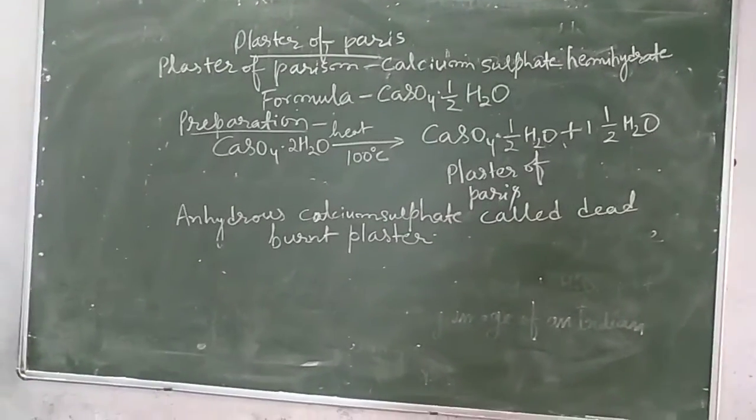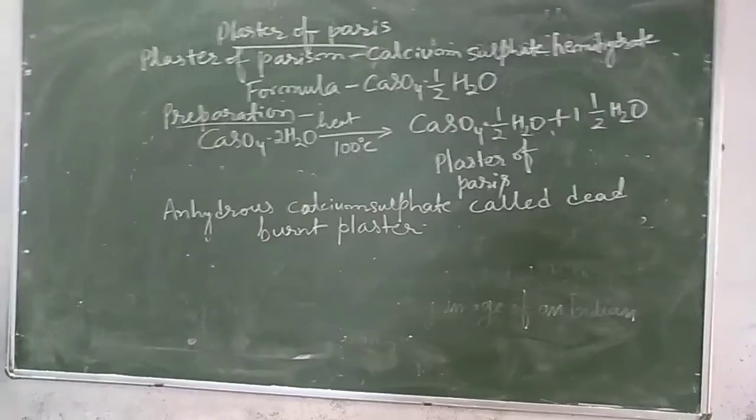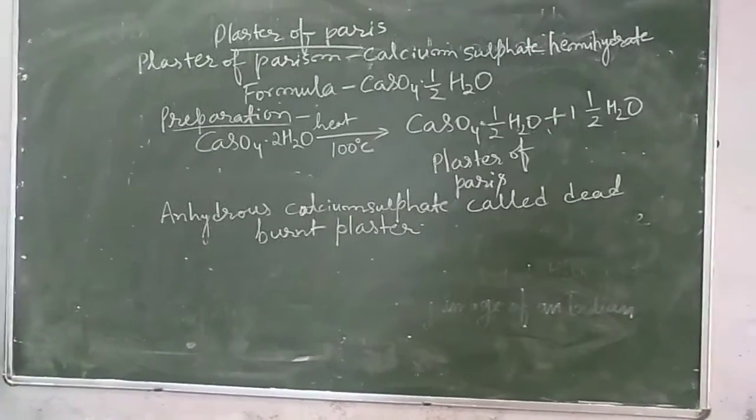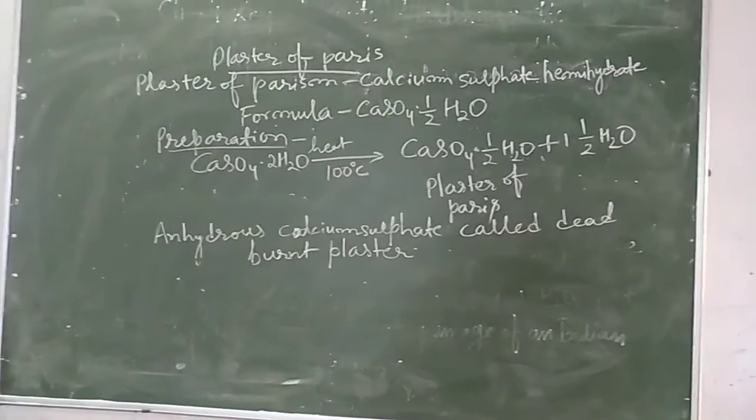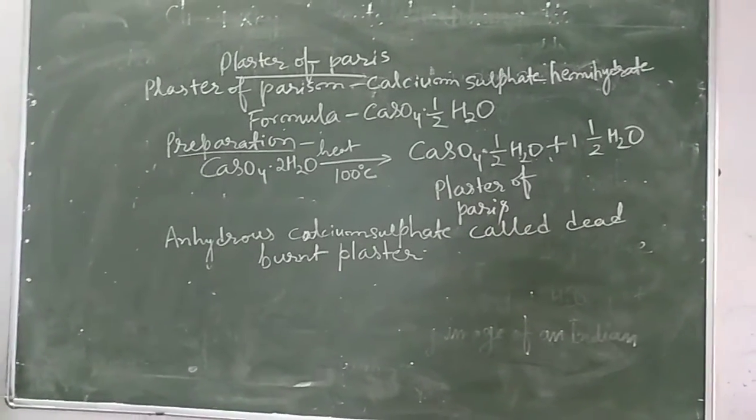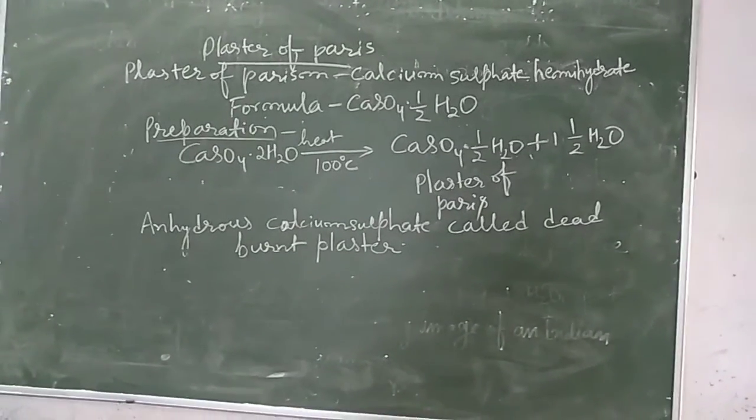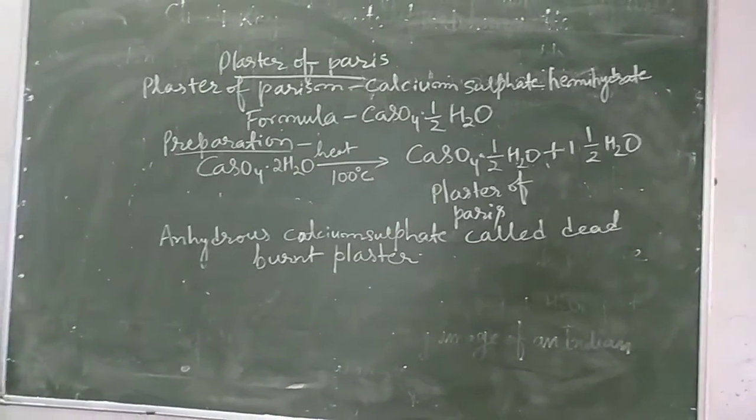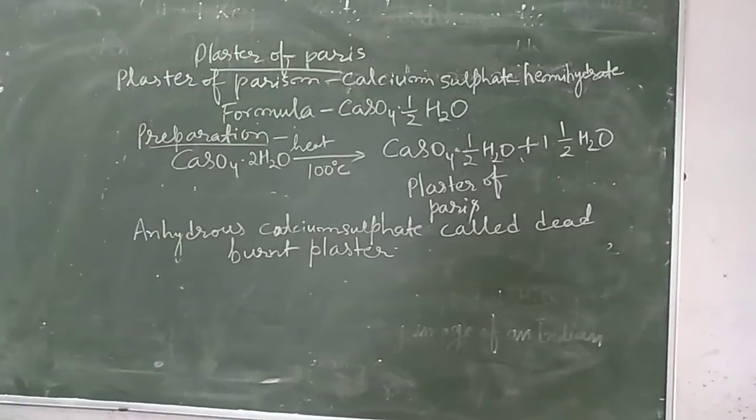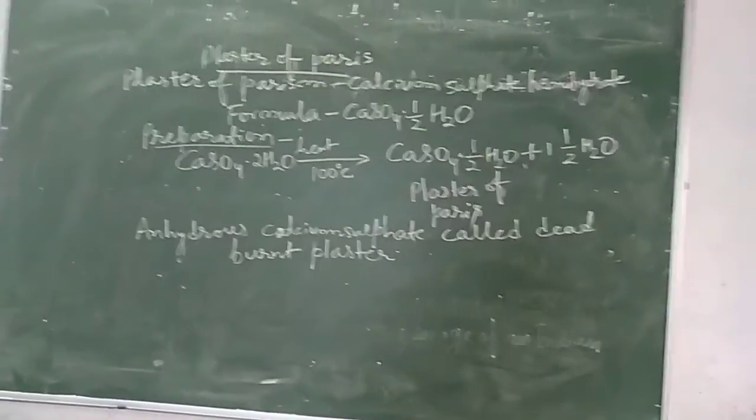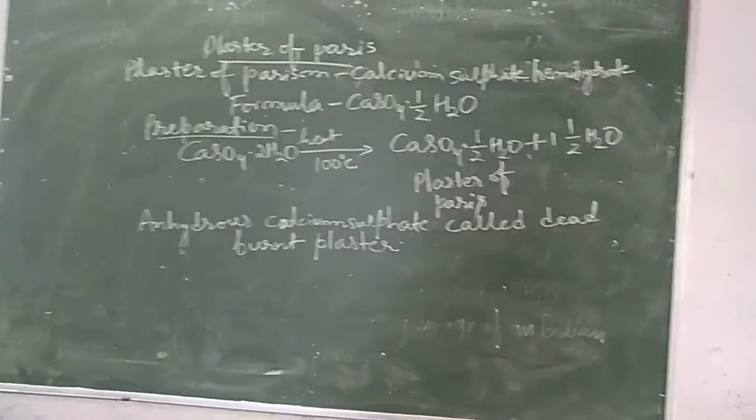Now the uses of plaster of Paris. Plaster of Paris is used in hospitals for setting fractured bone in the right position. Second point, plaster of Paris is used in making toys, decorative materials, ornaments, cosmetics, etc. Plaster of Paris is also used in fireproofing material. It is used in laboratories, as well as for making surfaces smooth before painting in our houses.